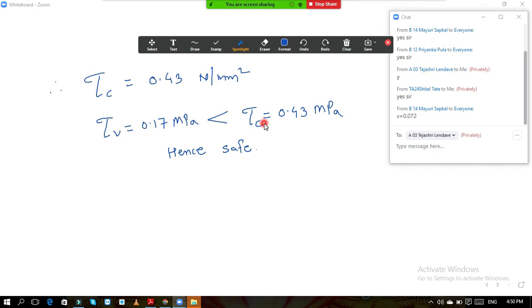Okay. So still two checks are remaining. Check for deflection and check for development length. Those two checks we will cover in the next lecture. In total, we should take three checks. First is the check for shear, second is the check for deflection, and third is the check for development length. From these three checks, today we have completed only one check, that is the check for shear. Tomorrow we will complete the check for deflection and check for development length. Okay, so today we will stop over here.